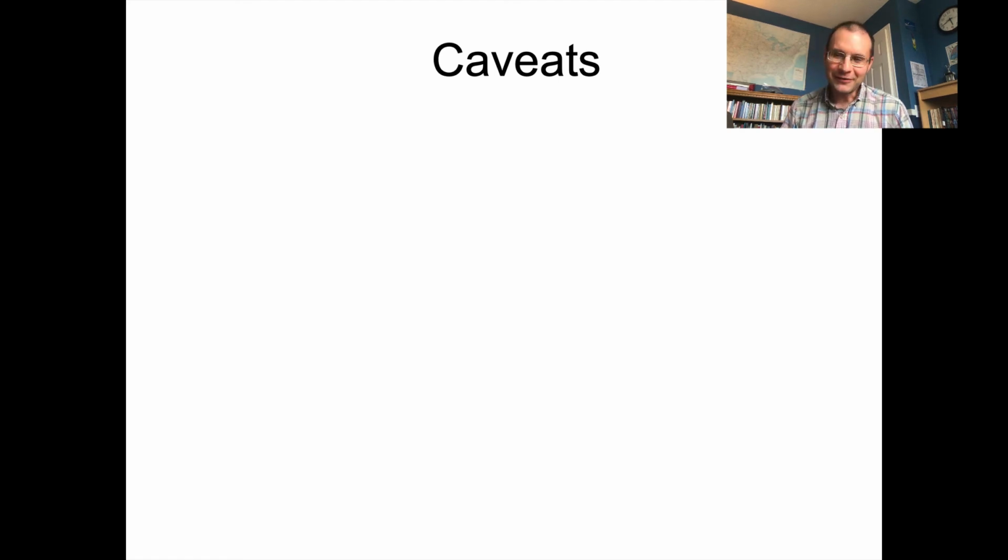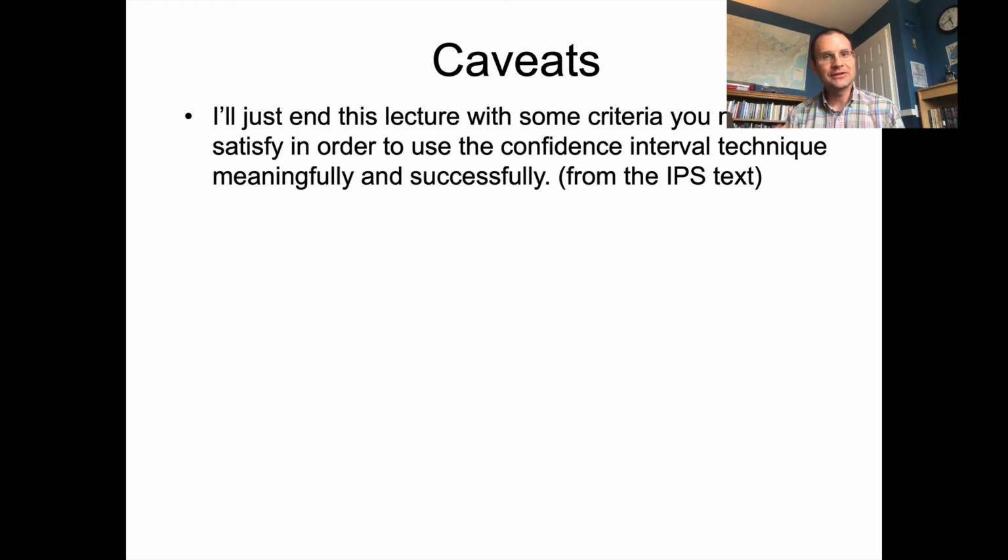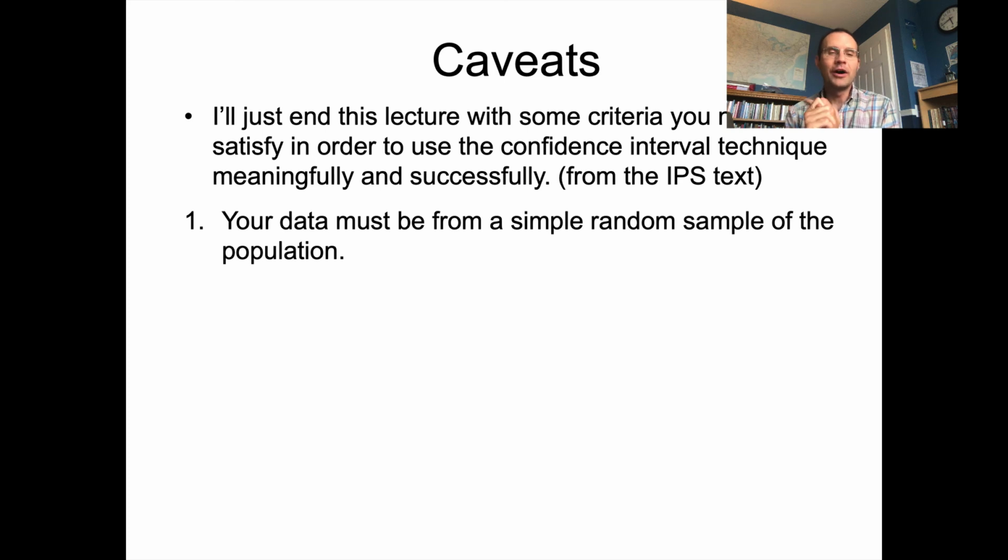So for that reason, or that's maybe one of many reasons why, Alberta Health wants to put out accurate estimates of things like vaccine effectiveness or whatnot. In linguistics, we don't often estimate parameters like that, but in case you do, you might want to keep these things in mind. These are criteria or caveats that I borrowed from the Introduction to the Practice of Statistics textbook. This is what you need to keep in mind in order to use this technique meaningfully and successfully. So number one is this sampling ideal, that your data must be from a simple random sample of the population.